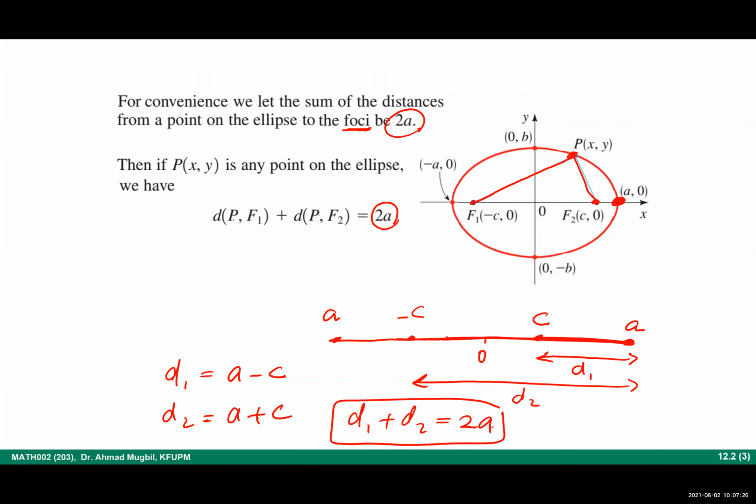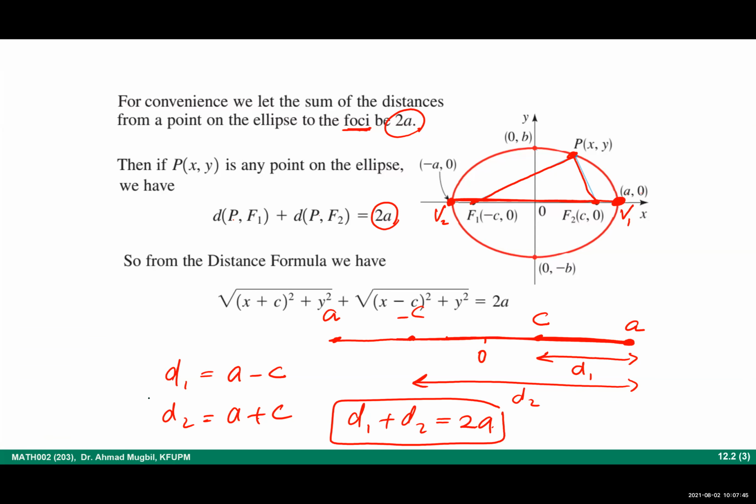What is A? A is the coordinate of this point that we will call a vertex. This is the point A and 0, negative A and 0. These points we will call vertices. This is vertex number 1, this is vertex number 2. In other words, it is the length of the major axis. What is the length of this line, the major axis? 2A. From here to here A, from here to here A. So the sum of these two distances will be the length of the major axis.